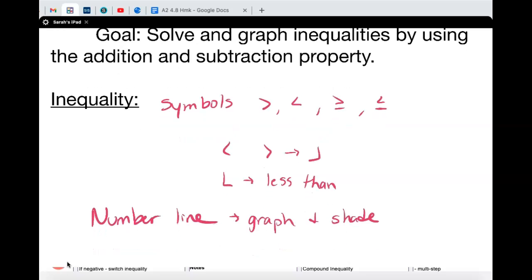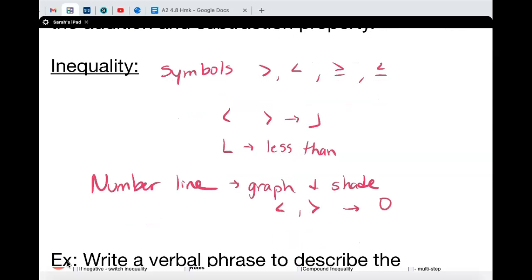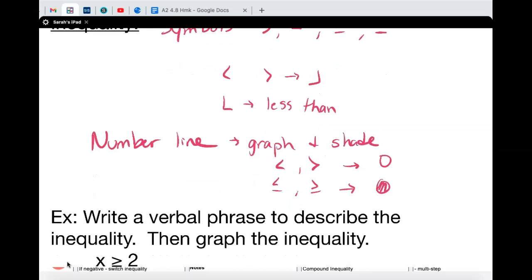When we do this, if you see less than or greater than in your inequality, this is an open circle at that value. And less than or equal to and greater than or equal to is a shaded circle on that specific value. So you'll get it down to like x less than 2. At 2, either you have a circle or a dot, depending on if it's equal to or not equal to.